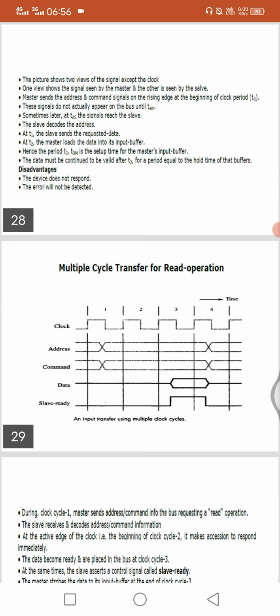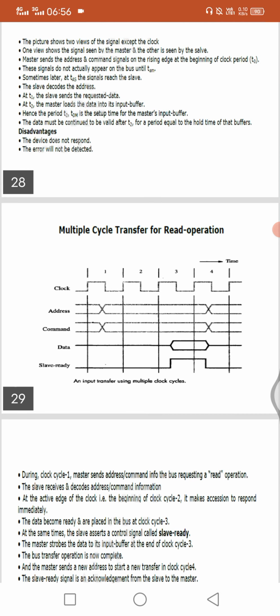The disadvantage of this one is the device does not respond, and if any error occurs, there is no detection. So this is the disadvantage.